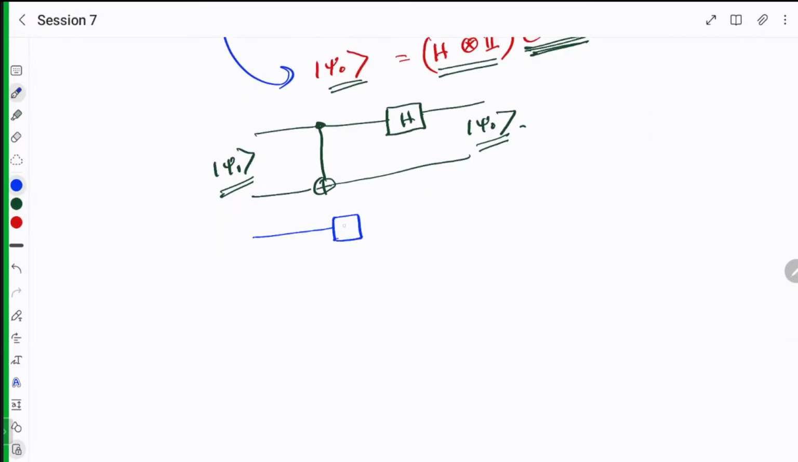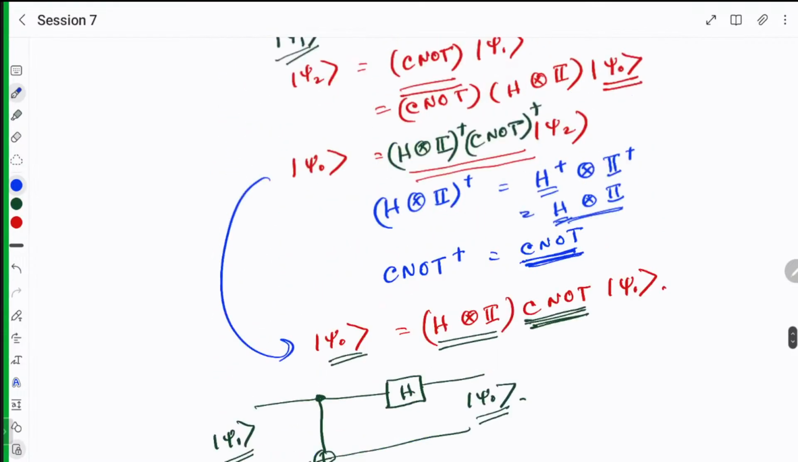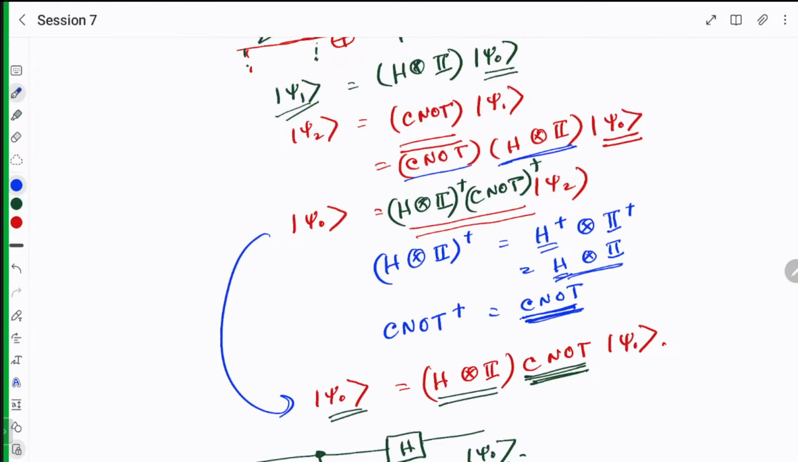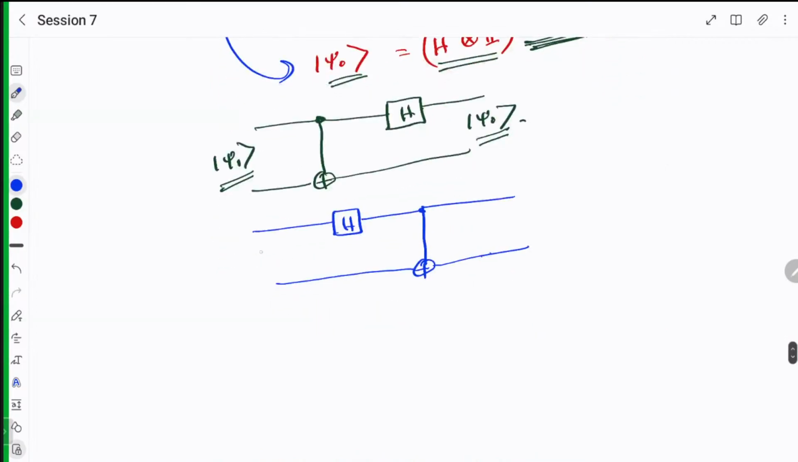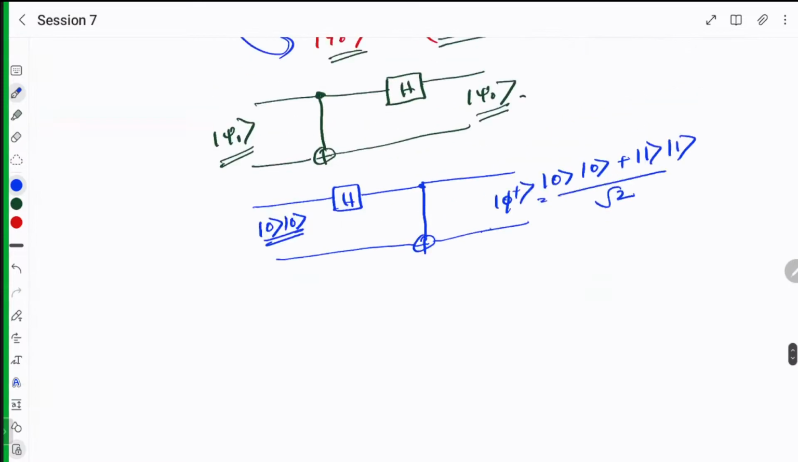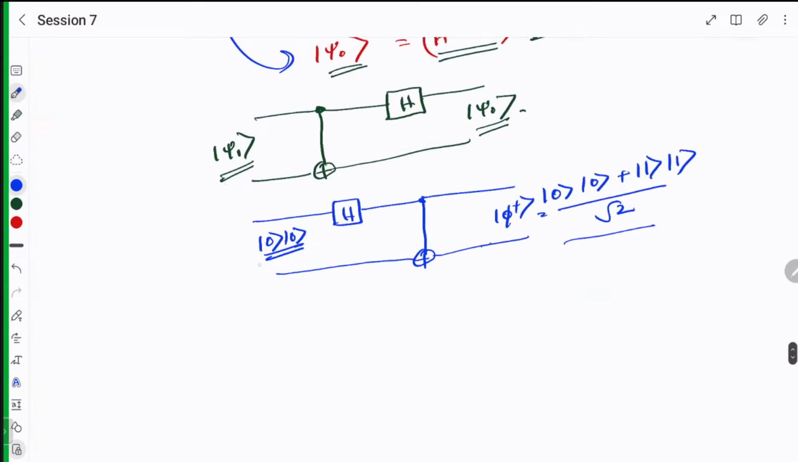Now remember, how did we generate the entangled states? This was the circuit: H tensor I and then C naught acting on psi naught. So H tensor I first, then C naught. If you start with 0,0, which is a separable state, you end up with the entangled state 0,0 plus 1,1 over root 2, which we call ket plus or beta 0,0. Now if you want to go back from this to this, you will just reverse the order.